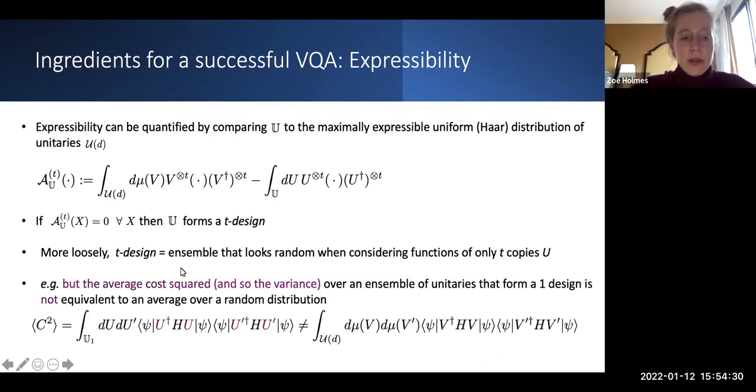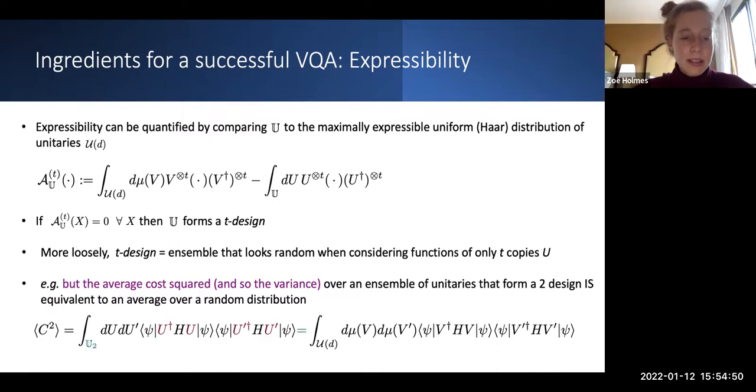But if you were to look at, say, the average cost squared, and so the variance of the cost, over an ensemble of unitaries that form a one-design, this is not going to be equivalent to a random distribution, because now we're integrating a function involving two copies of U. But if we were to consider the average cost squared over an ensemble of unitaries that form a two-design, then it is going to agree with the Haar distribution. Okay, so that's the concept of a t-design, because it's going to come up later.